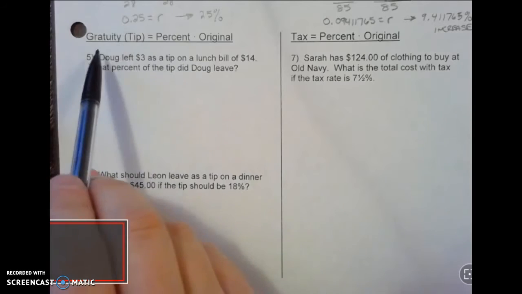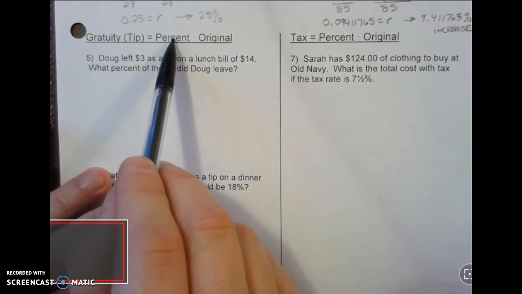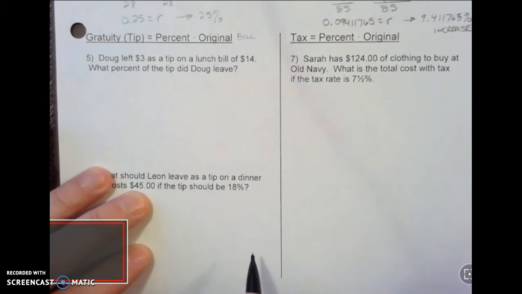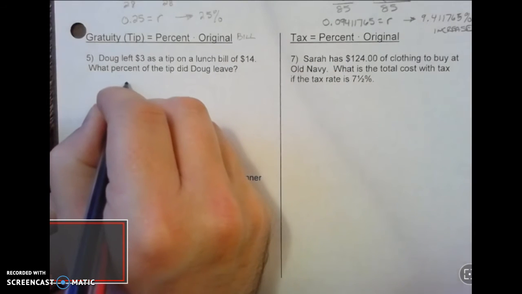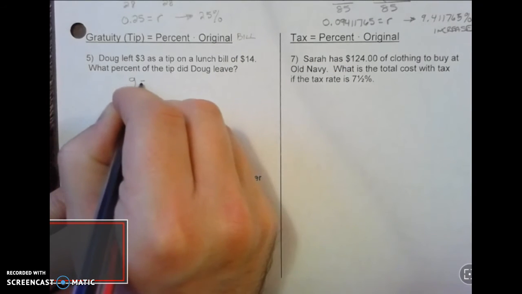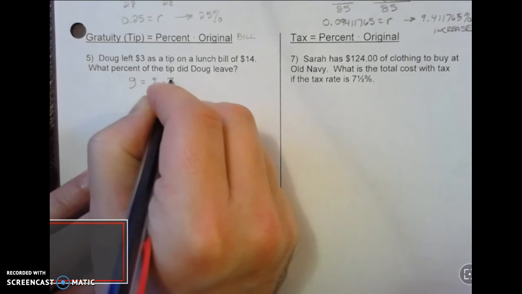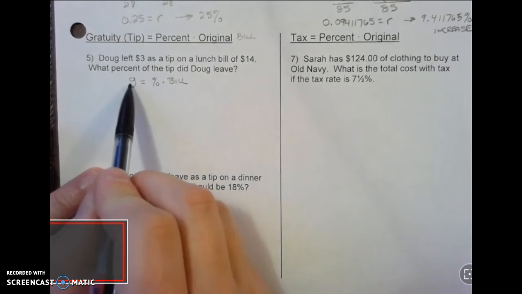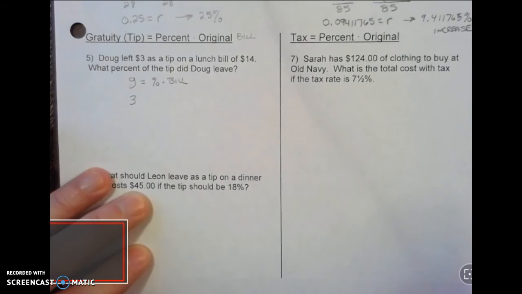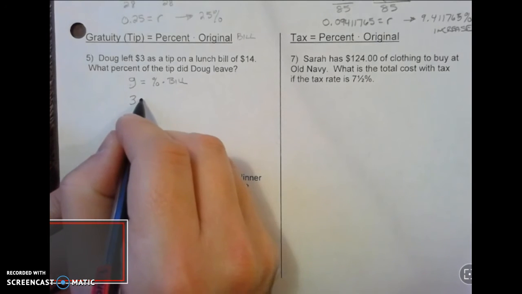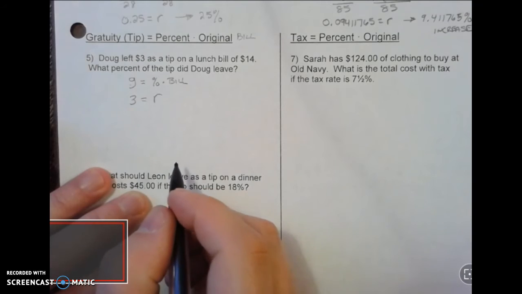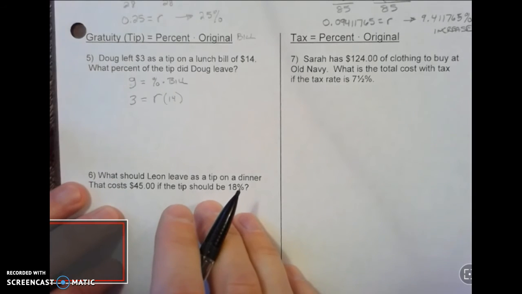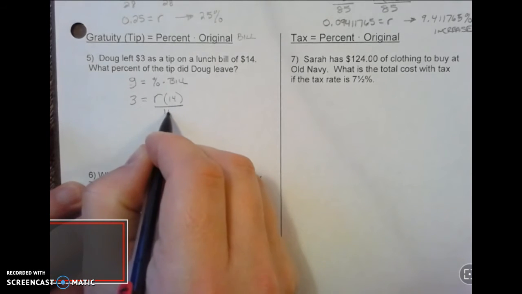And so we have our tip equation up here. The gratuity is equal to the percent times the original, which in this case is going to be the amount of the bill. And so if we write this down here, we're going to have our gratuity equals the rate times the original bill. And we know that it was a $3 tip that was left for our gratuity, so I can go ahead and write in 3 for the gratuity. And we're trying to figure out the percentage, so we're going to use R for our rate. And the original bill was for $14. And so we should go ahead here and divide each side by 14.